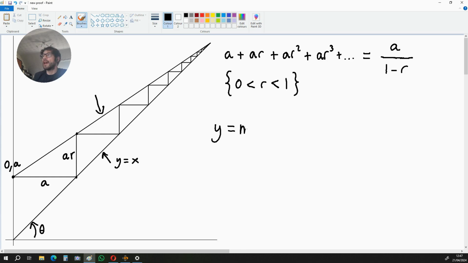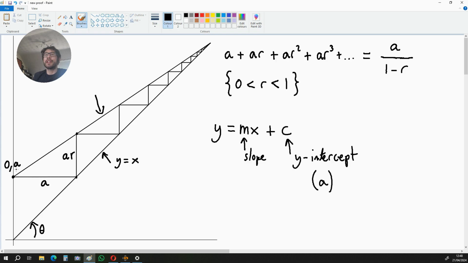Now we have to name this line over here, and lines are of the form y is equal to mx plus c. m is the slope of a line, and c is the y-intercept. So if this line is going through (0, a) over here, then the y-intercept is going to be a in this case.